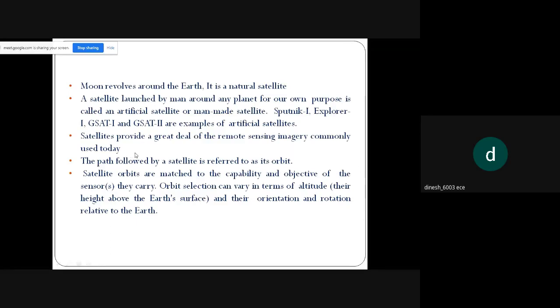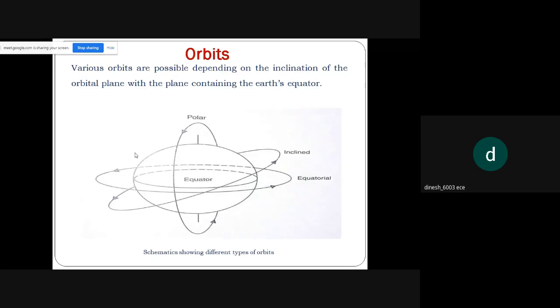The path followed by a satellite is always referred to as its orbit. The satellite orbits are matched to the capability and objective of the satellite sensors that they carry. So this is an orbit. You can see a schematic diagram showing different types of orbits. Various orbits are possible depending upon the inclination of the orbital plane with the plane containing the Earth's equator.